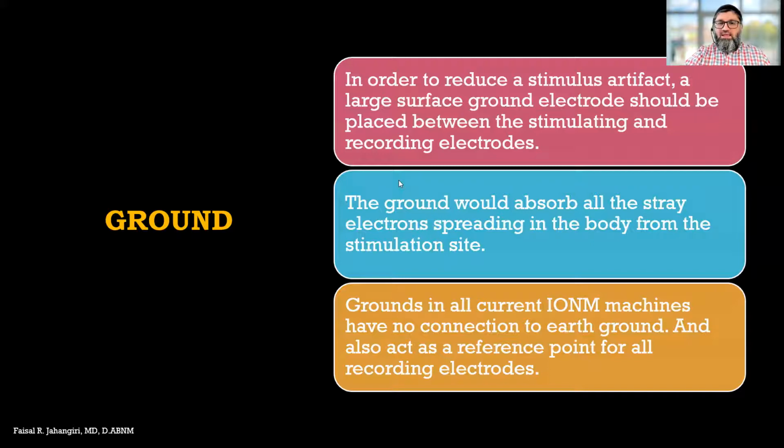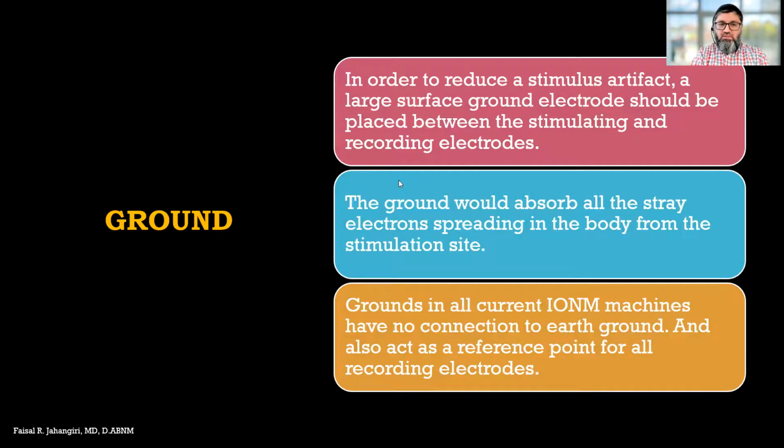What is ground? In order to reduce the stimulation artifact, a large surface ground electrode should be placed between the stimulation and recording electrode. When we stimulate, the current also spreads, the DC current spreads over the skin, and that causes a huge stimulation artifact depending on the patient, the impedance and the placement of the electrode. So we want to take out that stray current on the skin, and that can be done by placing the ground electrode, which will remove the stray current spreading over the skin. So you want a bigger ground, not a very small ground, so it can absorb all the current, with very good impedance.